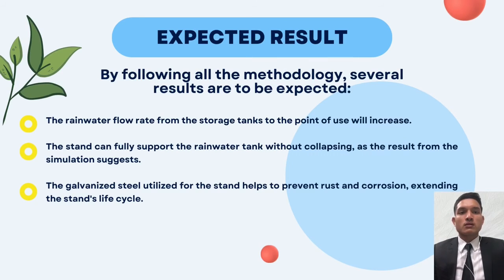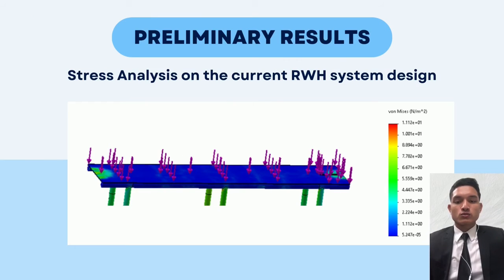By following all the methodology, several results are to be expected. The first one is the rainwater flow rate from the storage tanks to the point of use will increase. The second one is the stand can fully support the rainwater tank without collapsing, as the results from the simulation suggest. The third one is the galvanized steel utilized for the stand helps to prevent rust and corrosion, extending the stand's life cycle.